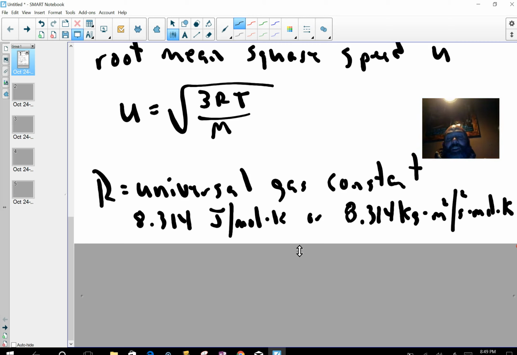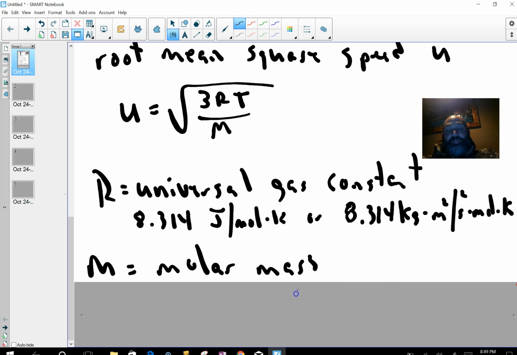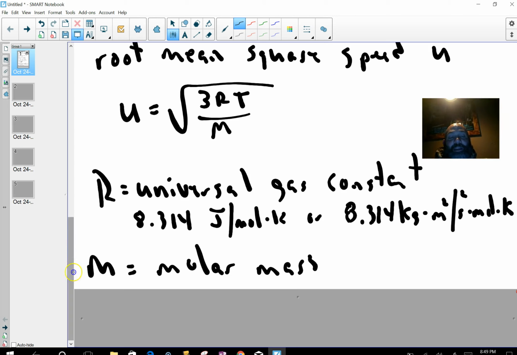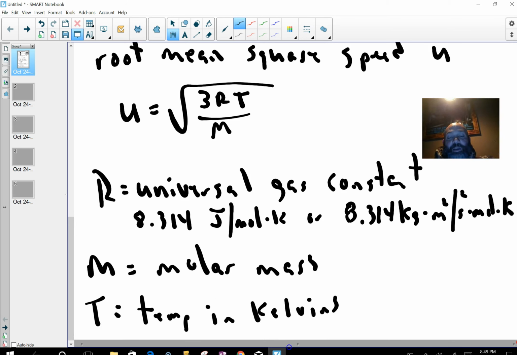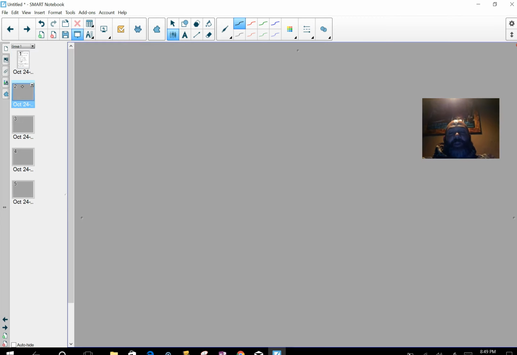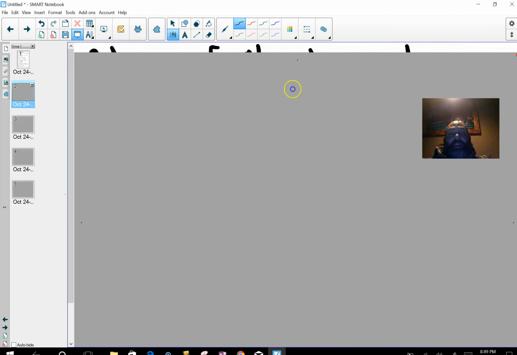T is our temperature in absolute terms, and that means it's going to be in kelvins, and M is the molar mass of our compound or our element, which I don't have listed there, but that's what it is. So we can find out the root mean square of any substance pretty easily if we know the temperature and molar mass. That's what we look at first in this slide: finding the root mean square speed of nitrogen gas at room temperature, which is 25 degrees Celsius.